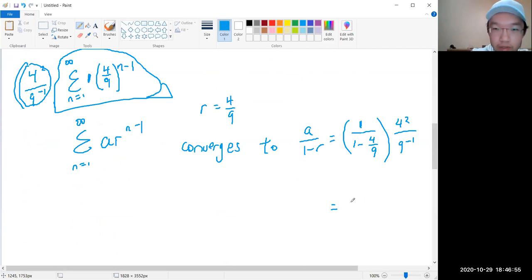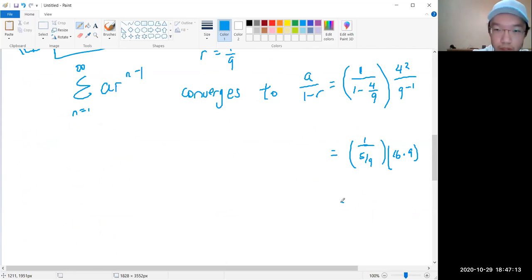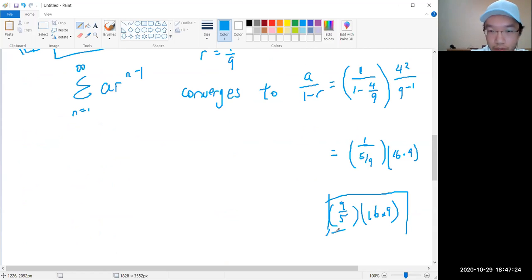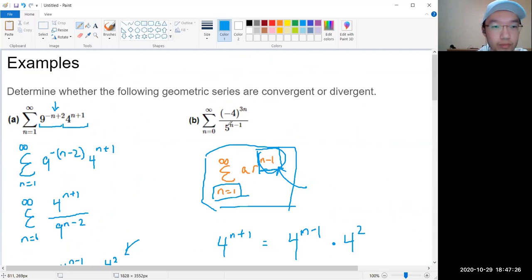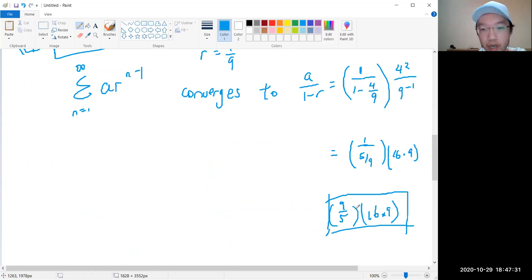All right, so this is 1 over 1 minus 4/9, which is 5/9, times 16 times 9. So it's 9/5 times 16 times 9. Okay, yeah, this is a number, right? So this is the sum of the geometric series. So yeah, it's convergent, and it converges to 9/5 times 16 times 9.